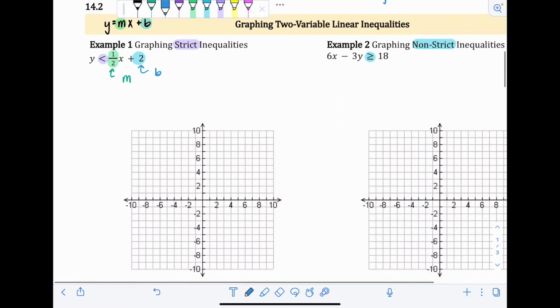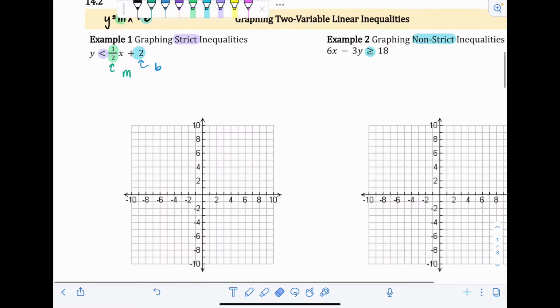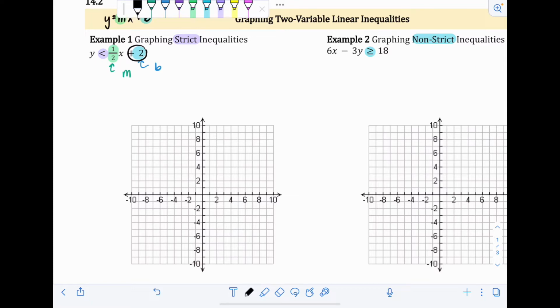And we're just going to treat it like it's a regular equation. So if you want, you could even write this as an equation, y equals 1/2 x plus 2, instead of with the inequality symbol, and start there if the inequality symbol is throwing you off at all. Okay, I'm going to go ahead and erase that. We'll just focus on the one with the inequality symbol. So remember that b is where you start. So our b is 2. I'm just going to write these off to the side. I should have done that before. But m is 1/2. b is 2.